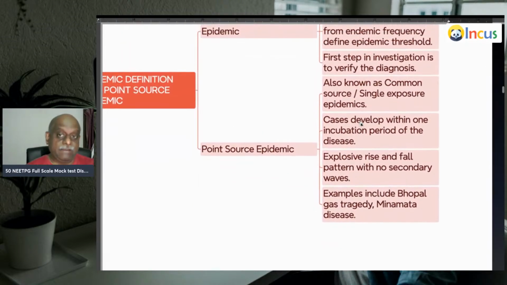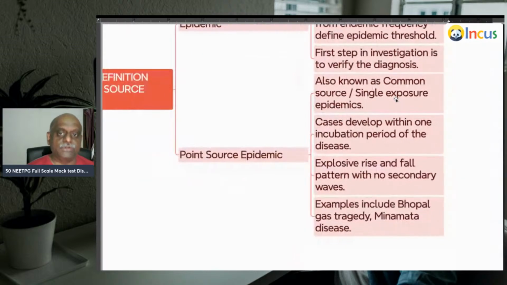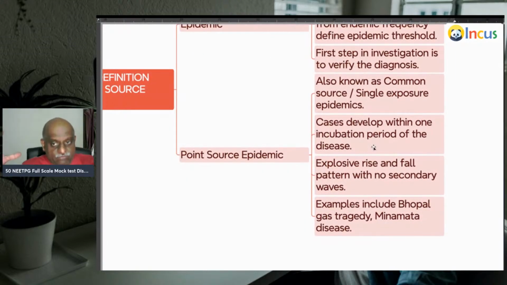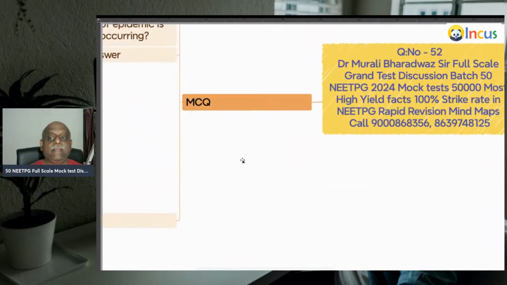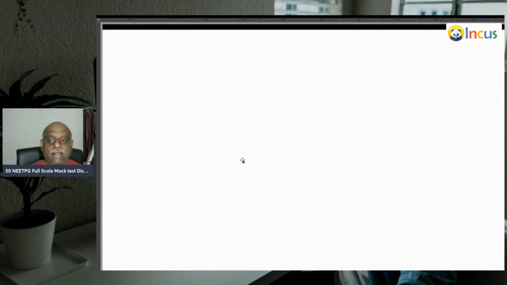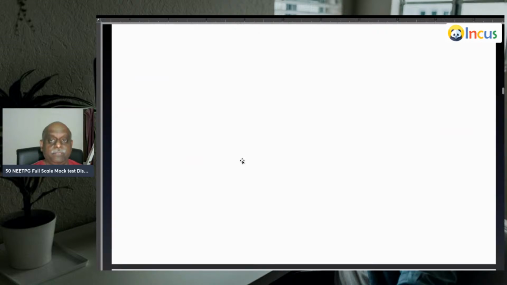Point source epidemic is also called common source. Cases develop within one incubation period. There is an explosive rise and fall with no secondary waves. Bhopal gas tragedy, Minamata disease, they are the examples of point source epidemic, is what you need to remember. So, doctor.